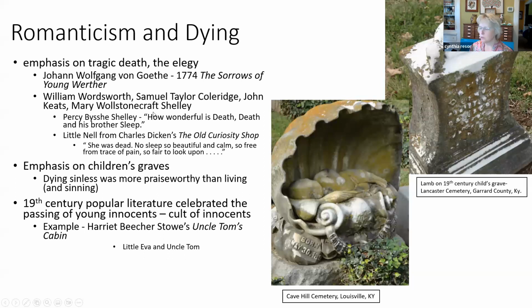All of these poets were famous in this romantic movement, and a lot of their poetry and stories had to deal with death. In Charles Dickens's The Old Curiosity Shop, he talks about Little Nell, a young girl who died. And he even references that she was dead, but she just looked beautiful and calm, like she was asleep, and we know she's in heaven.